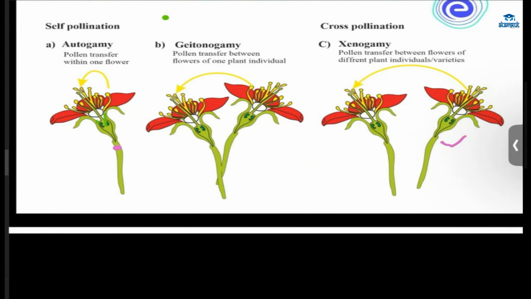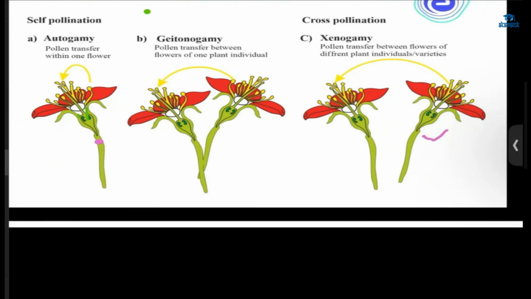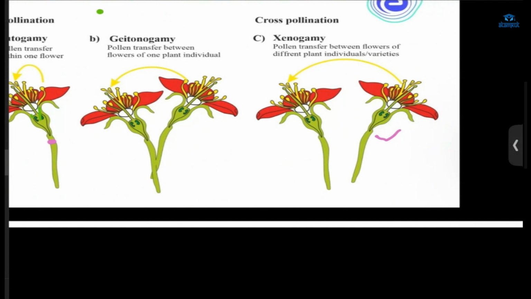The plant is the same, that's why it is self pollination. Genetically it is self pollination, but when we see it as cross pollination, that is called geitonogamy, neighbor marriage. Next we have xenogamy.